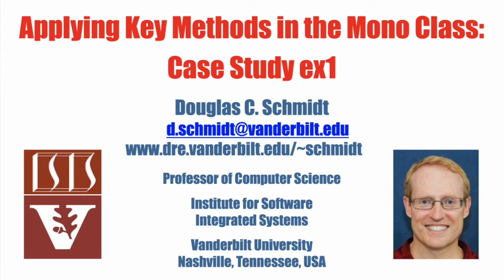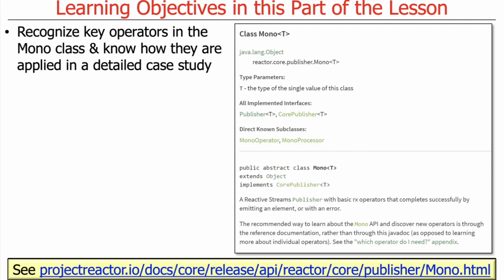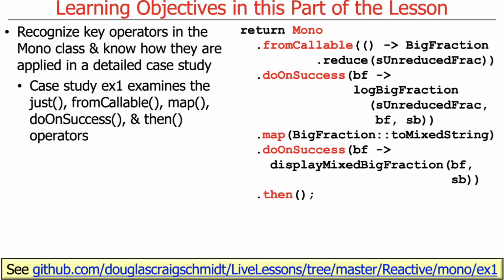So now that we've talked about some of the core factory method operators, transforming operators, action operators, and suppressing operators in the mono class, let's put all the pieces together and take a look at case study EX1. This is going to show what the key operators are in the mono class and then apply them in a detailed case study. You can find the case study here at this link, and it demonstrates the use of just, fromCallable, map, doOnSuccess, and then.